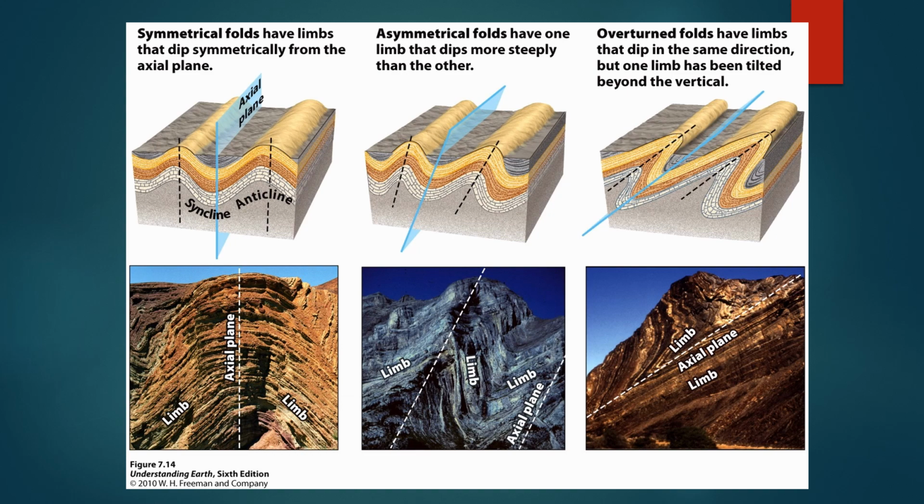When the deformation is intense and one limb has been tilted beyond the vertical, the fold is called an overturned fold. Both limbs of an overturned fold dip in the same direction, but the order of the layers in the bottom limb is precisely the reverse of the original sequence. In this case, we will see older rocks on top of younger rocks.